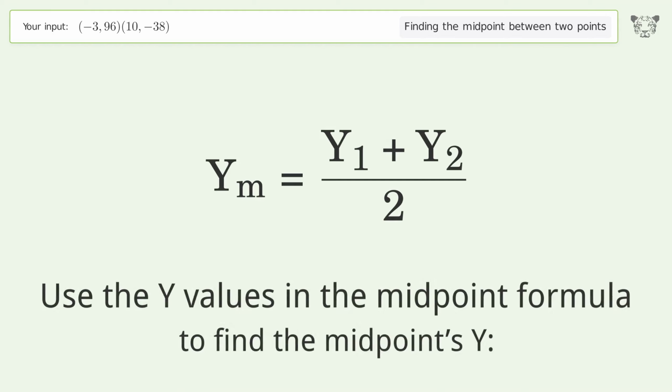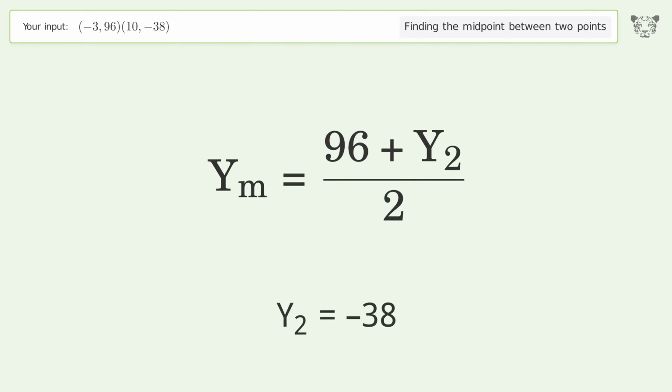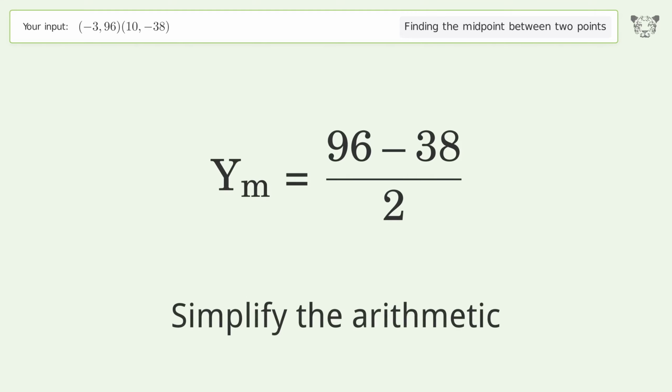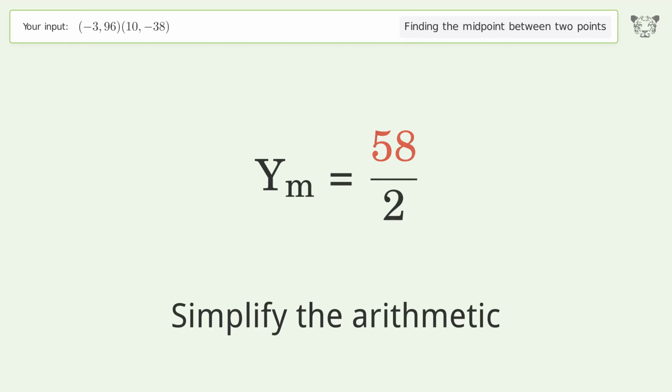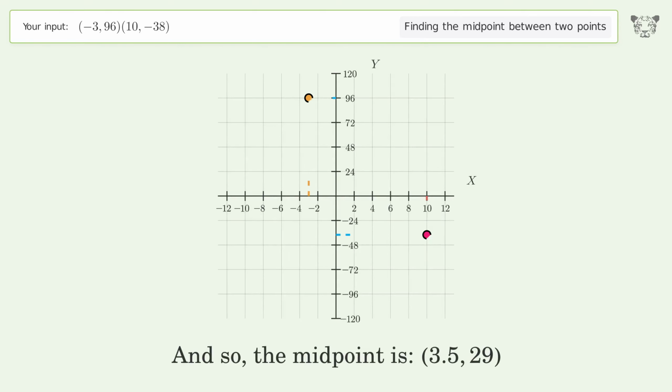Use the y values in the midpoint formula to find the midpoint's y. y1 equals 96. y2 equals -38. Simplify the arithmetic. And so, the midpoint is 3.5, 29.